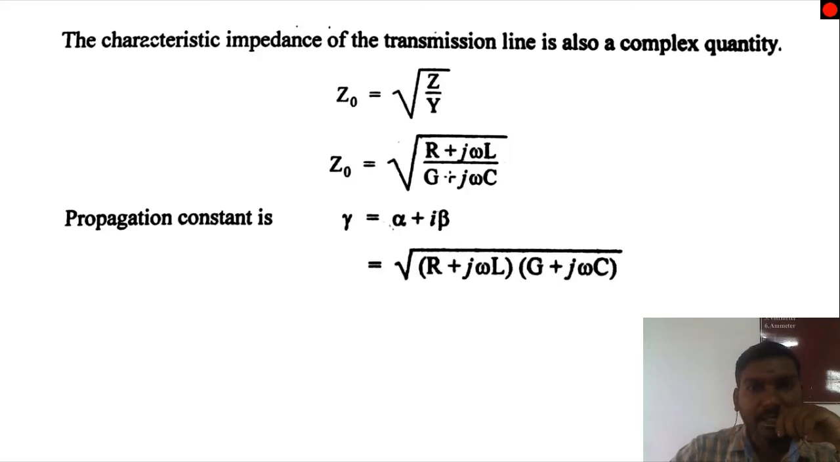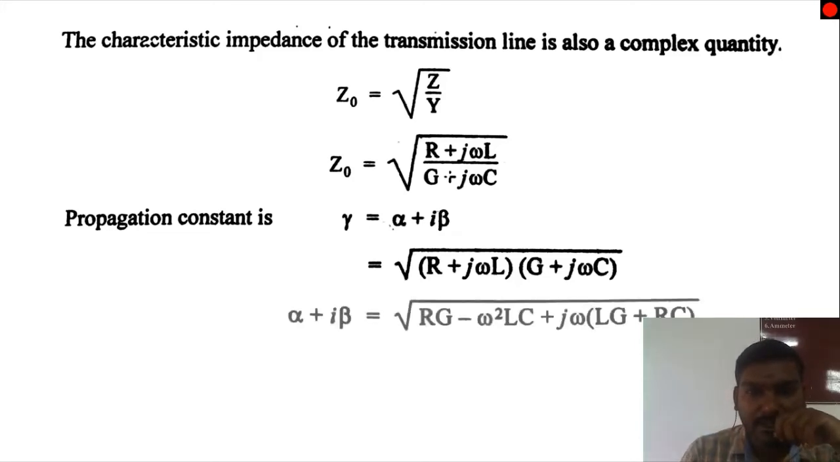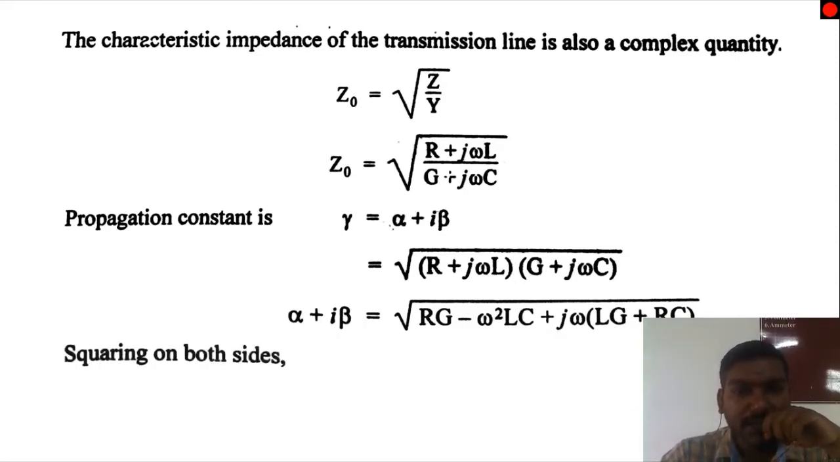We can substitute the values of Z and Y: gamma is equal to root of (R plus j omega L) into (G plus j omega C), and we can equate the left hand side and the right hand side. Alpha plus j beta is equal to root of RG minus omega square LC plus j omega into (LG plus RC). Just multiply the complex values, that's all. And we can equate the real part and imaginary part, so we are going to take the square on both sides.